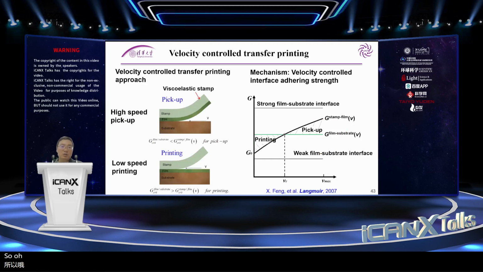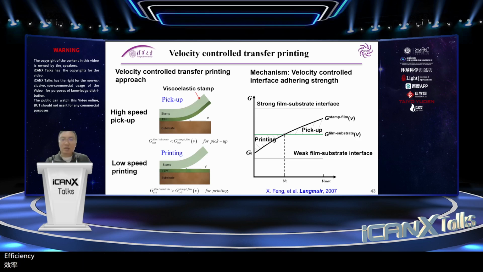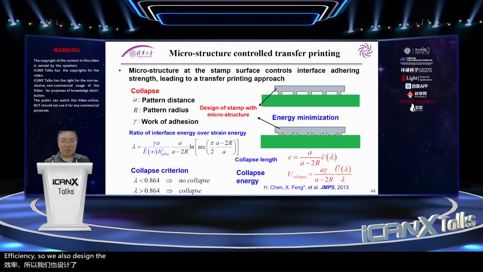We develop many kinds of transfer printing technology. For example, we develop the velocity-controlled transfer printing approach. We use the viscoelastic effects. When you peel the stamp very quickly, the interface strength is great. When the peeling velocity is very low, the interface strength is low. We use this effect to control the transfer printing efficiency.